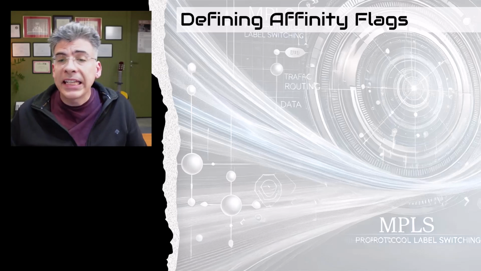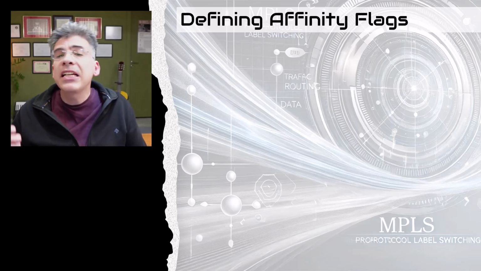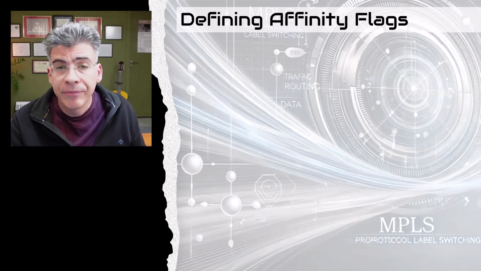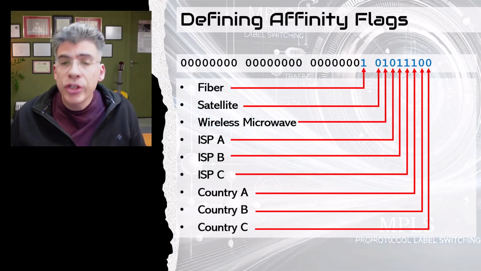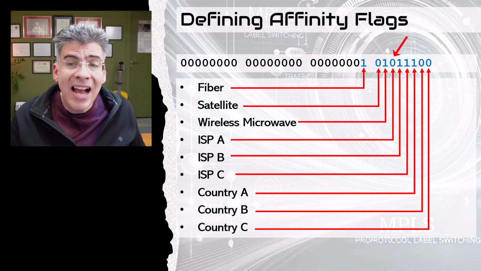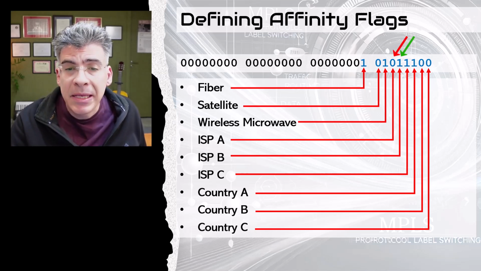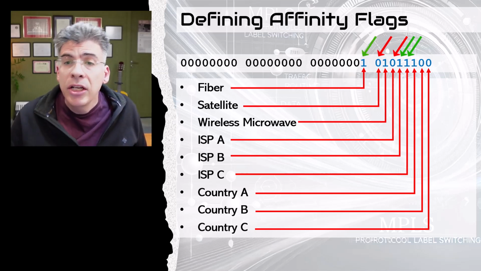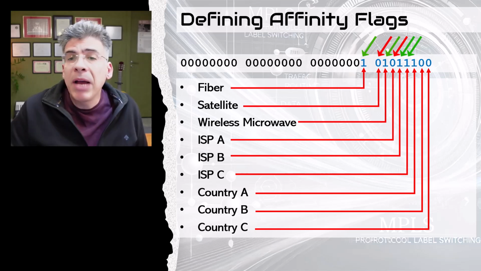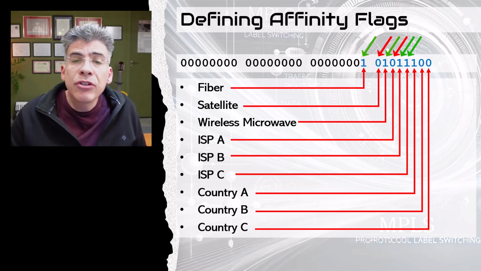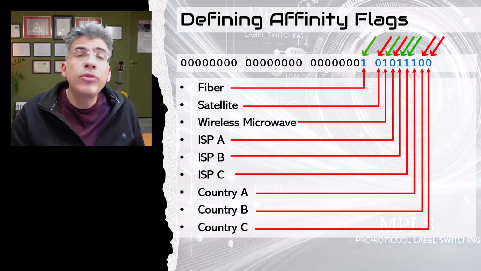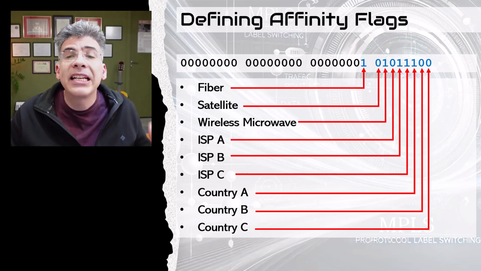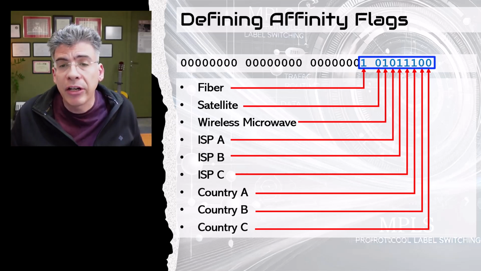Now that we've defined the characteristics of each link, we need to configure the affinity attributes we want to take into account on our tunnel. Let's say that we want to ensure that our tunnel avoids ISP A, uses ISP B and ISP C, avoids satellite links, uses fiber optic links and microwave links, and avoids countries B and C, but chooses to go through country A. If that were the case, then these are the resulting affinity constraints we need to configure on our tunnel.